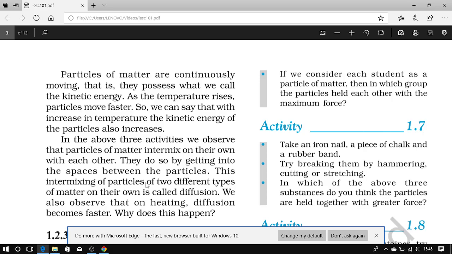In the above activities, we observe that particles of matter intermix on their own with each other. They do so by getting into the space between the particles. This intermixing of particles of different types of matter on their own is called diffusion. This is the definition of diffusion. In air or water, movement from high pressure to low pressure is called diffusion. We also observe that on heating, diffusion becomes faster. Why does this happen? Because of the external energy given, the particles move faster.